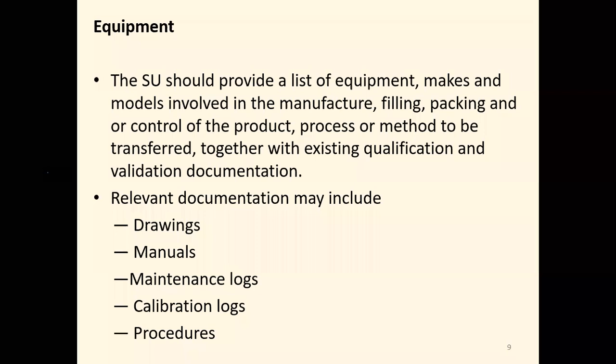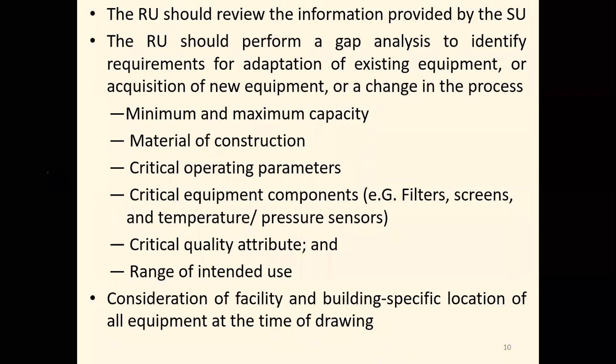Then the RU should review the information provided by the SU together with its own inventory list, including the qualification status, that is the IQ, OQ, PQ of all equipment and systems, and perform a side-by-side comparison of equipment at the two sites in terms of their functionality, makes, model, and qualification status.